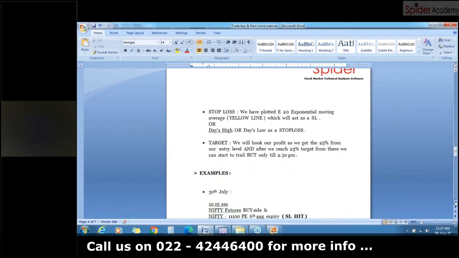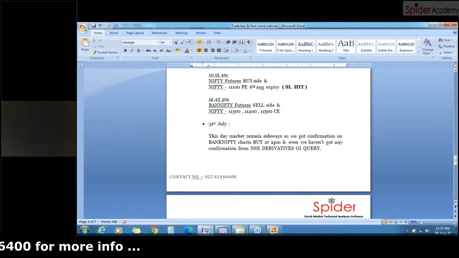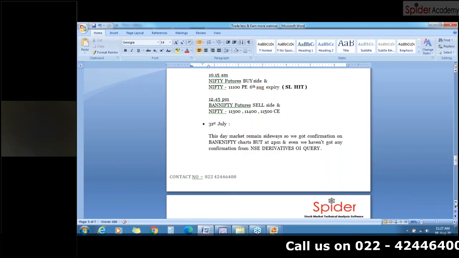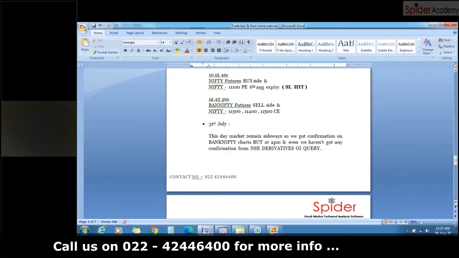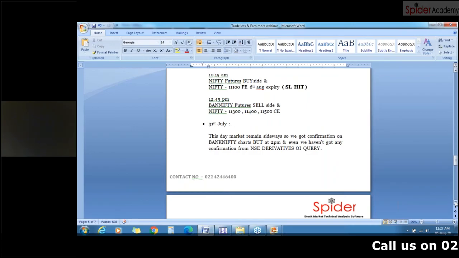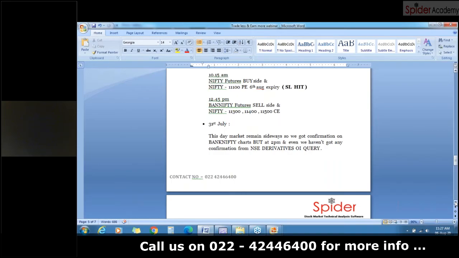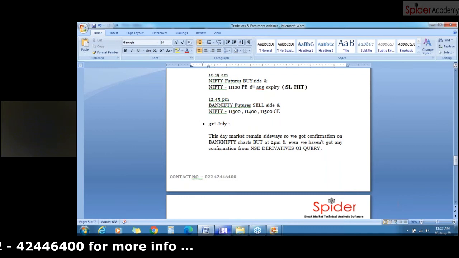Okay. So on the 31st of July, this day the market remained sideways as we got confirmation on Bank Nifty charts, but at 2 p.m. even we haven't got any confirmation from the NSE derivatives OI query. So because of this, we won't be trading on this day. Because of this strategy, because of this NSE derivatives OI query, we got to know that today our market is not tradable. So I will even show you the charts of that day also.